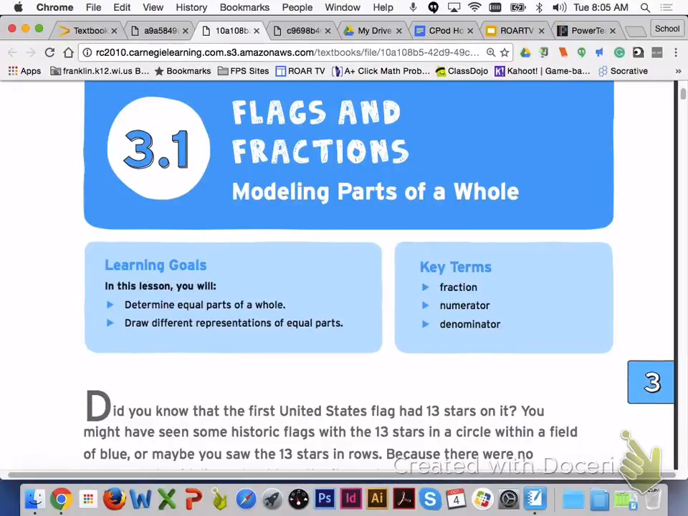Hi class, in lesson 3.1 we will be modeling parts of a whole. Learning targets for today: we will determine equal parts of a whole and draw different representations of equal parts. Key terms to look for in 3.1: fraction, numerator, and denominator.